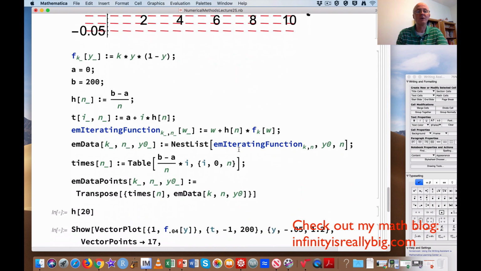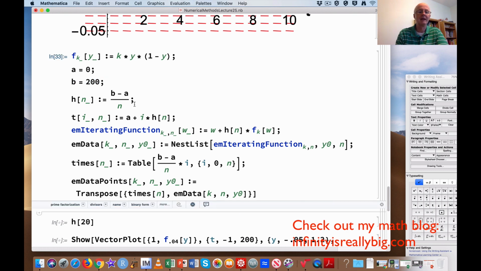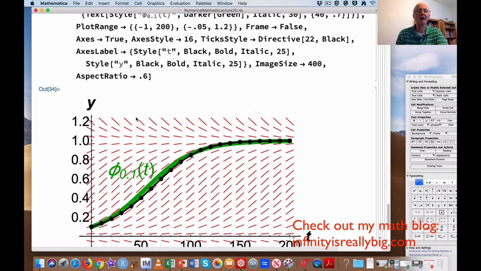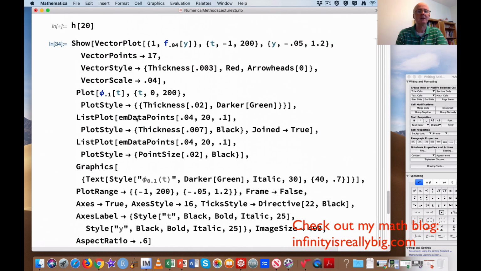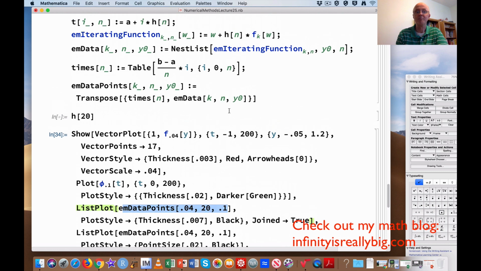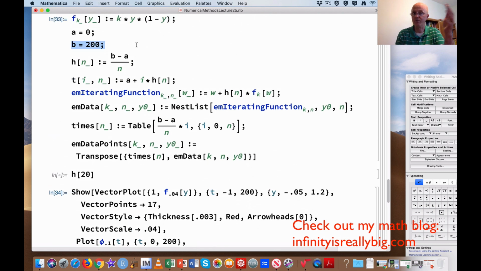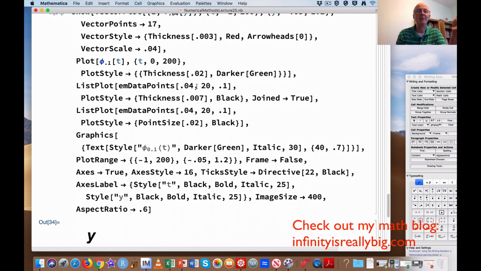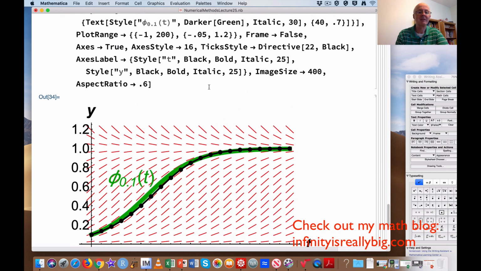All this code will generate a similar kind of thing, except now I'm letting b be 200. And in this graph, I picked the number of steps to be back to 20 steps. B, the right endpoint, is 200, so now I'm going out further in time from 10 to 200. But here I am using fewer steps, only 20 steps over this big interval from 0 to 200. So h is actually 10, giving me 20 data points.